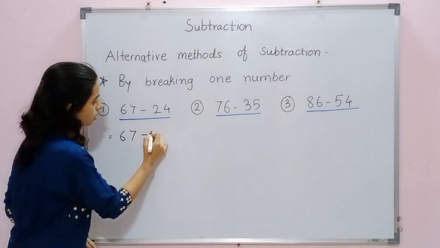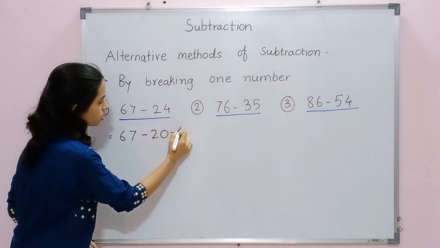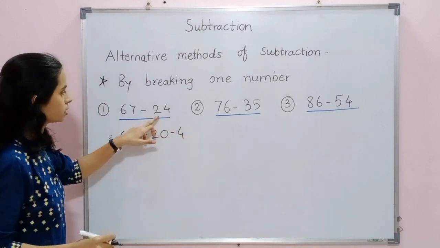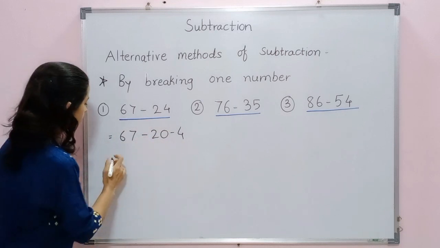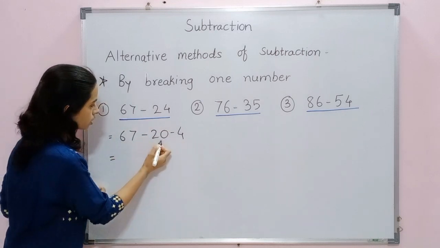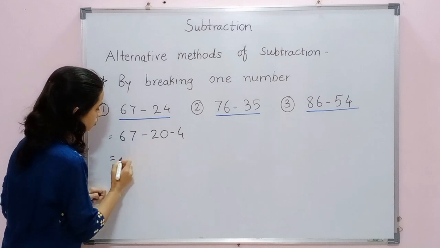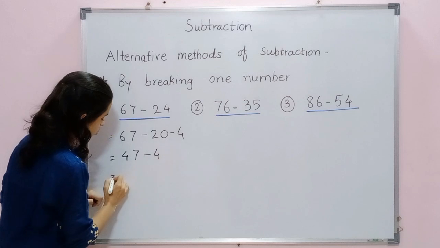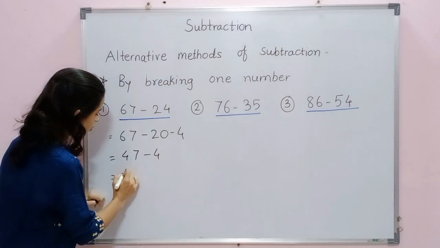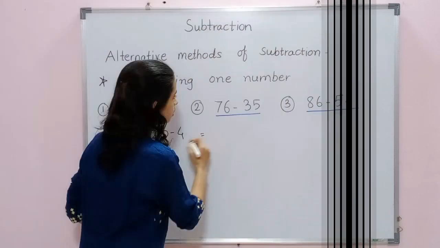67 minus 24. We will break this 24 into 20 and 4. Then we will minus this 20 from 67. We will get 47 minus 4. So our answer will be 43.